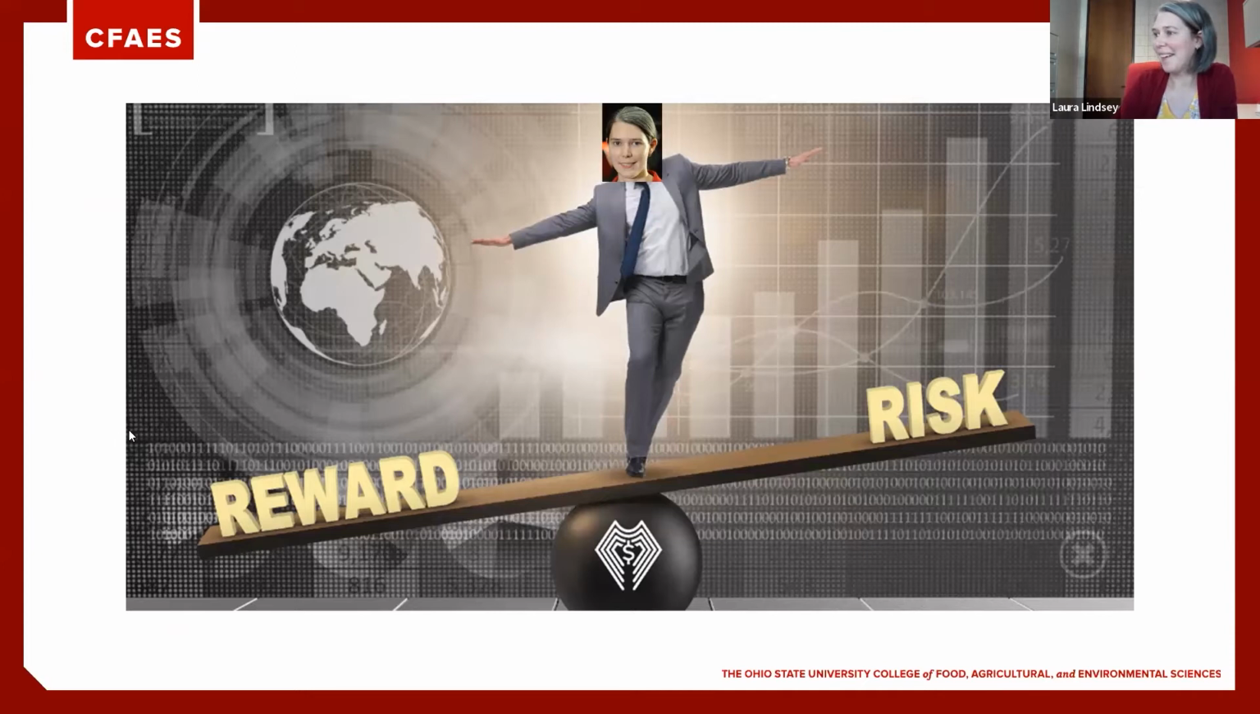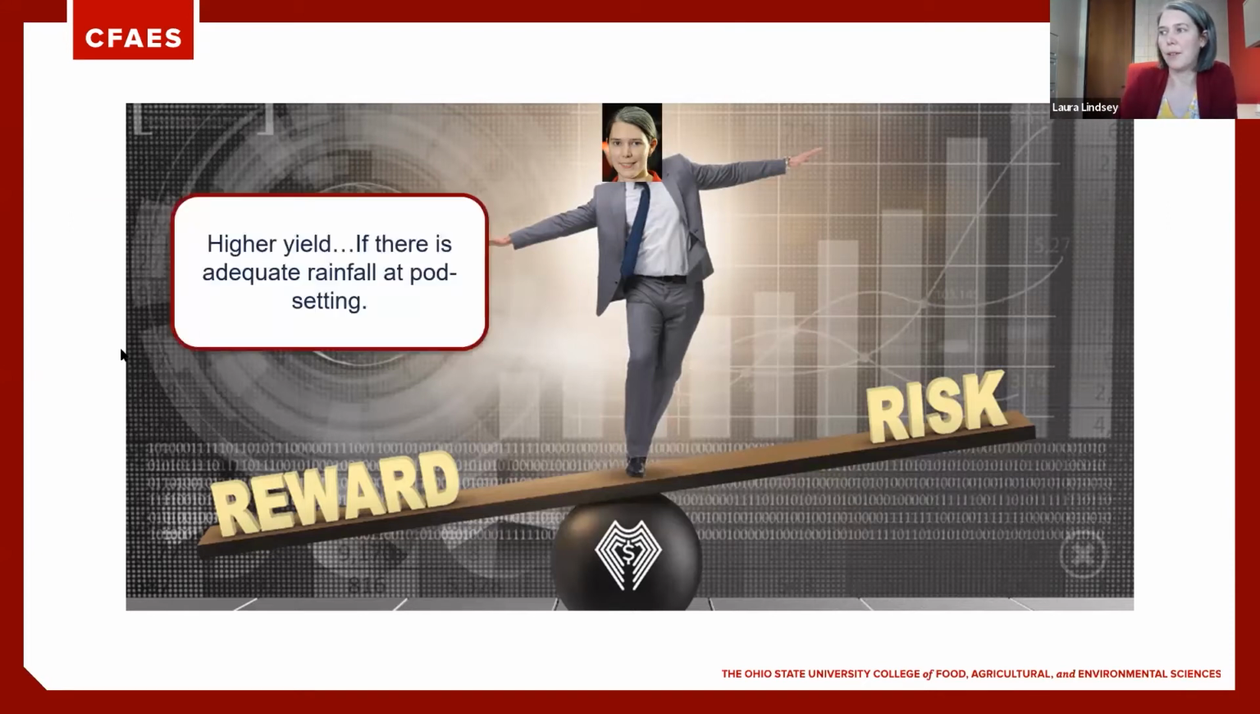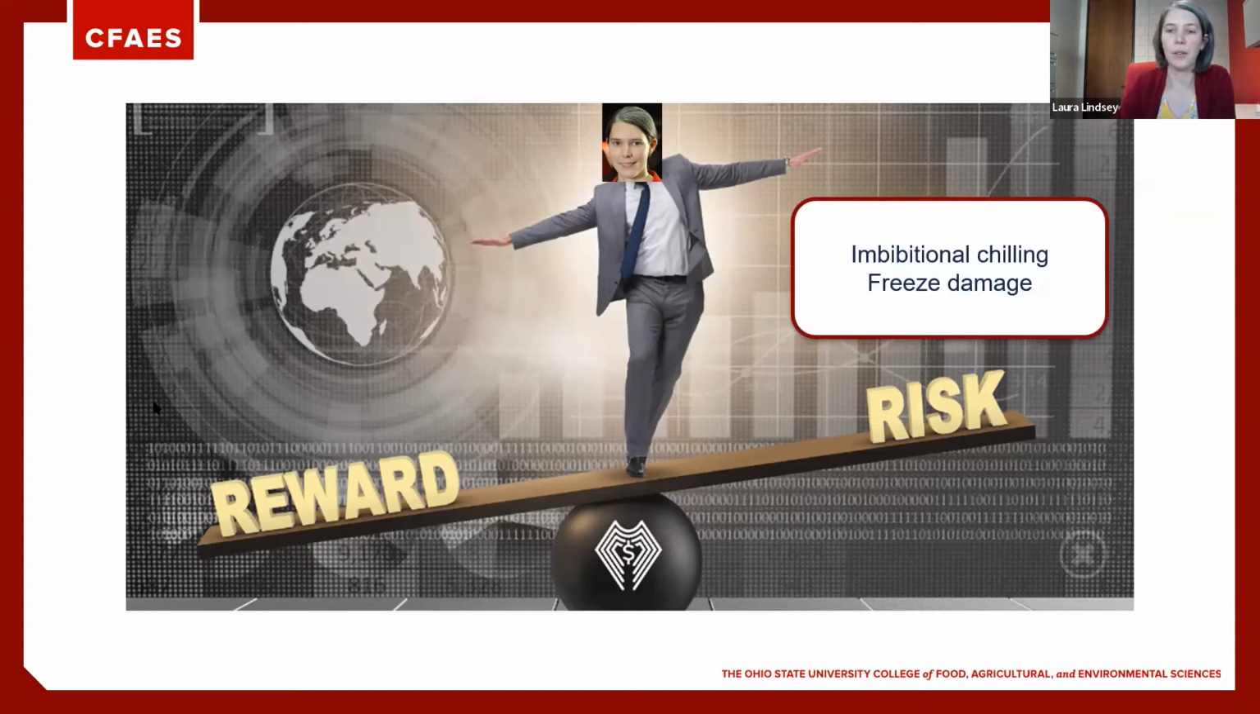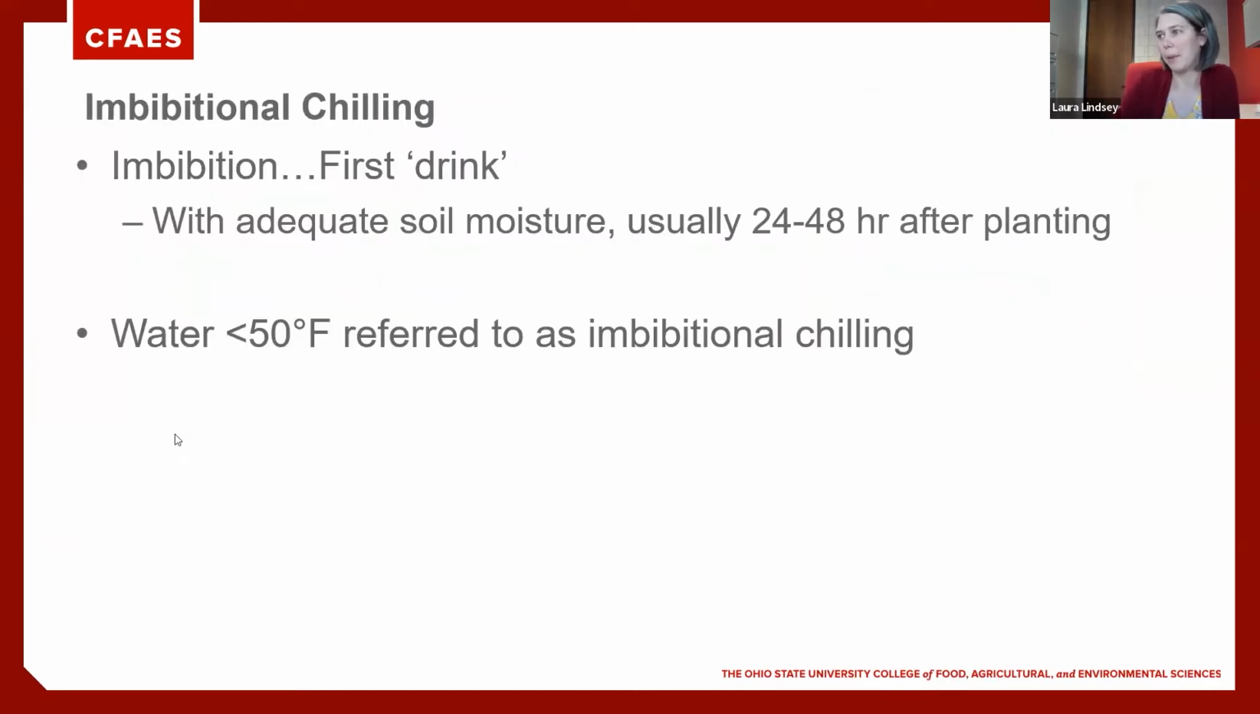So that's fine. But really, when you're looking at planting dates, there's always a balance between reward and risk, right? The reward is, if you have adequate water at pod setting, you'll have a higher yield. So that plant can really maximize that longer growing season to have a high yield. The risk though is imbibitional chilling, and freeze damage can damage soybean plants.